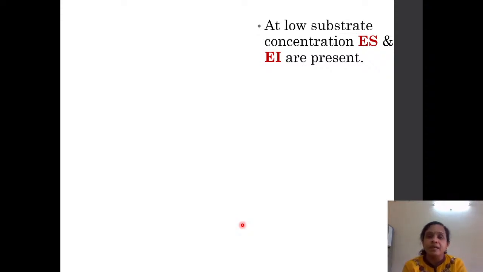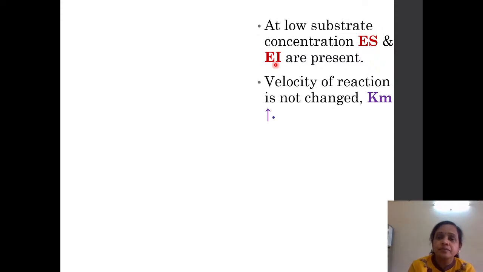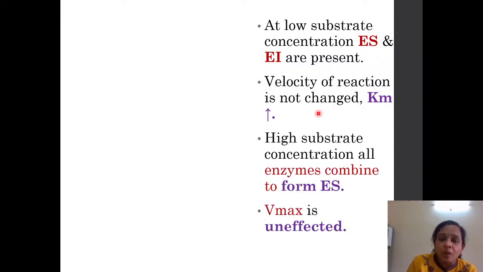complex. But if the substrate concentrations are very low, then in the medium you can see enzyme substrate complex and enzyme inhibitor complex and some amount of the free enzyme and very little amount of the product. Now, velocity of the reaction is not changed. Now, how can we come to a conclusion that velocity of the reaction is not changed? Just before coming to this, I'll explain this one.